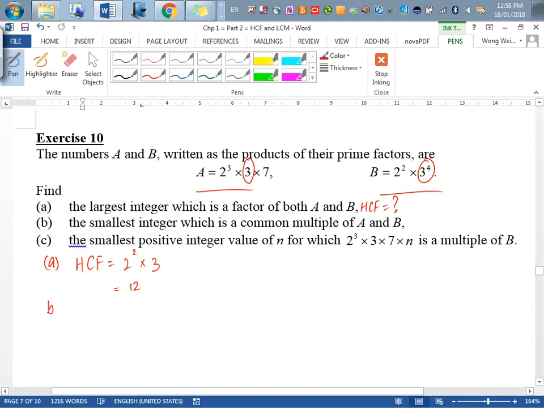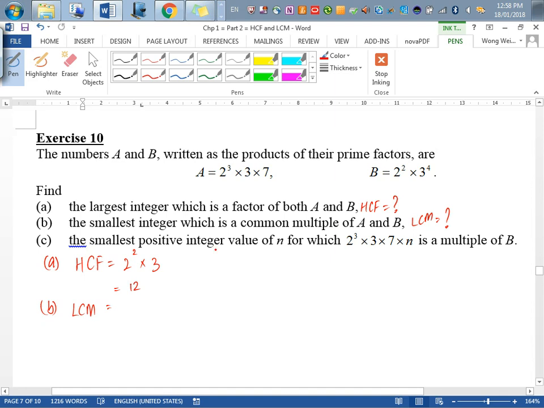Now part B, find the smallest integer which is a common multiple of A and B. What do you think the question wants? Yuler, what do you think the question wants? Lowest common multiple, yes. So can we find that now? LCM. We want to group everything together, right?